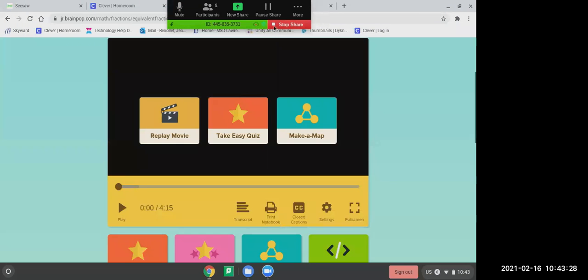Okay, so let's go ahead and open Seesaw together. Let's go to our math task. And that way everybody can find slide number 2 so we can take some notes on what we just heard in our Brain Pop.